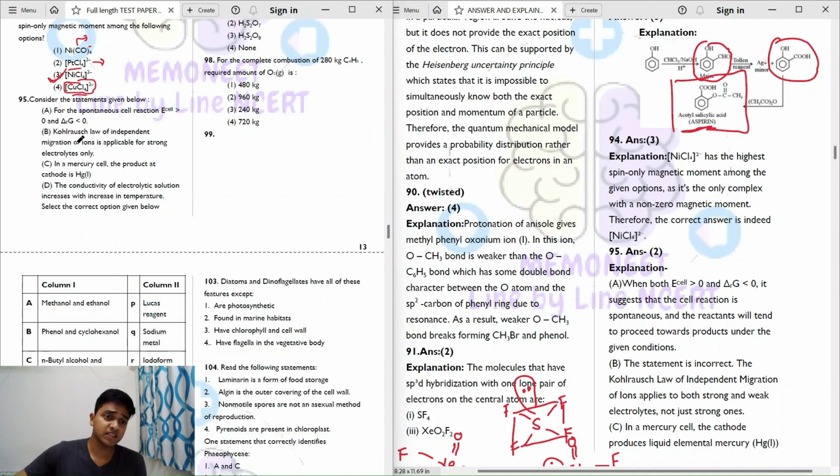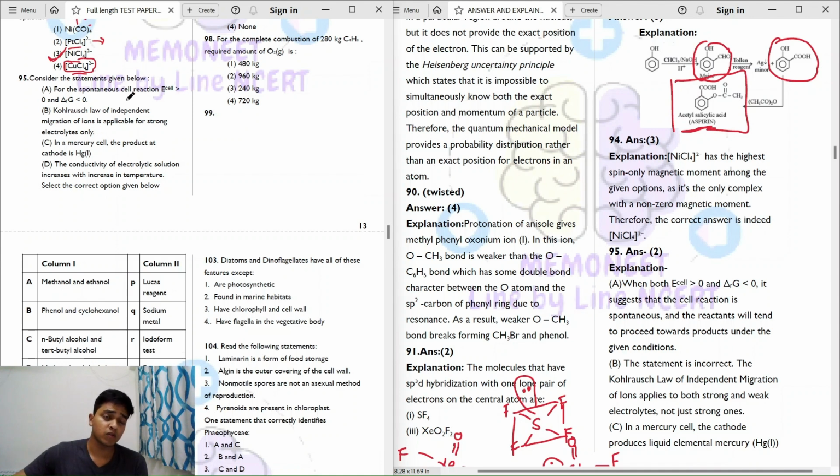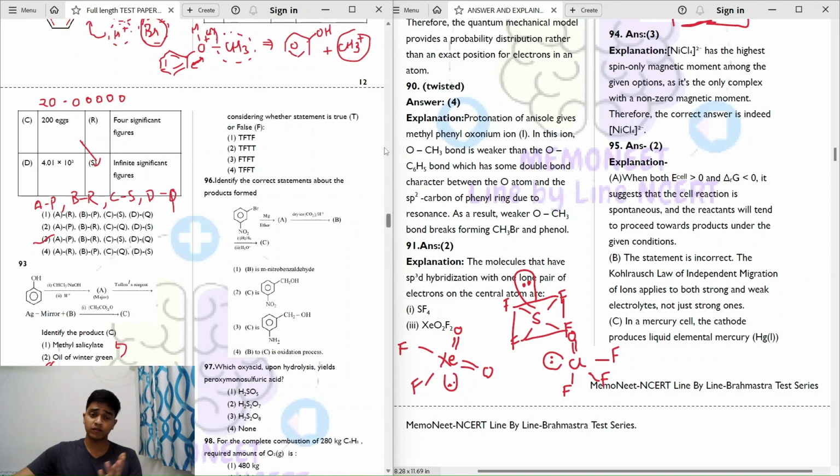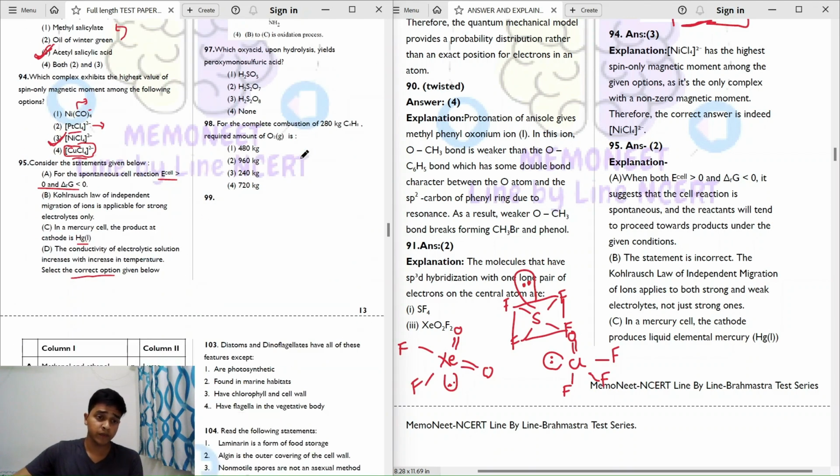Moving on to the next question, the question says, consider the statements given below. Statement A: for the spontaneous cell reaction, E cell is greater than 0 and delta G is less than 0. Statement B: Kohlrausch law of independent migration of ions is applicable for strong electrolytes only. Statement C: in a mercury cell, the product at cathode is mercury liquid. Statement D: the conductivity of electrolytic solution increases with increase in temperature. So we have to select the correct option, which means we have to tell which of the following statements is true and which is false, right?